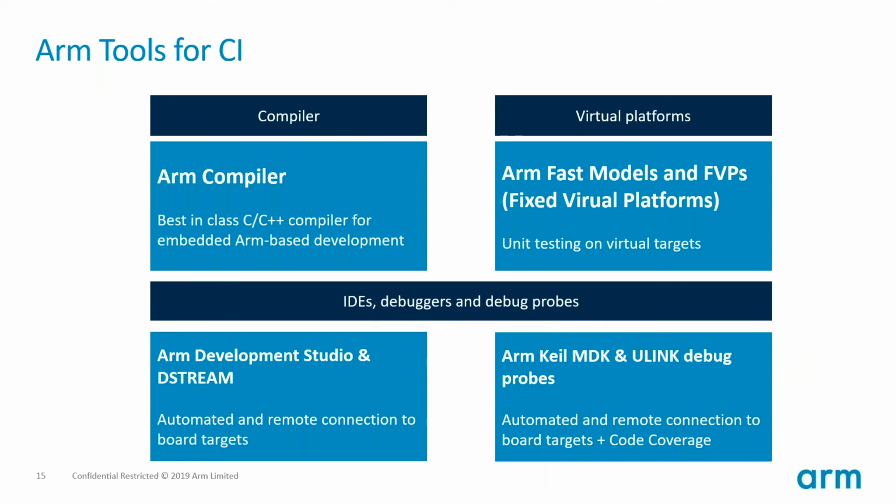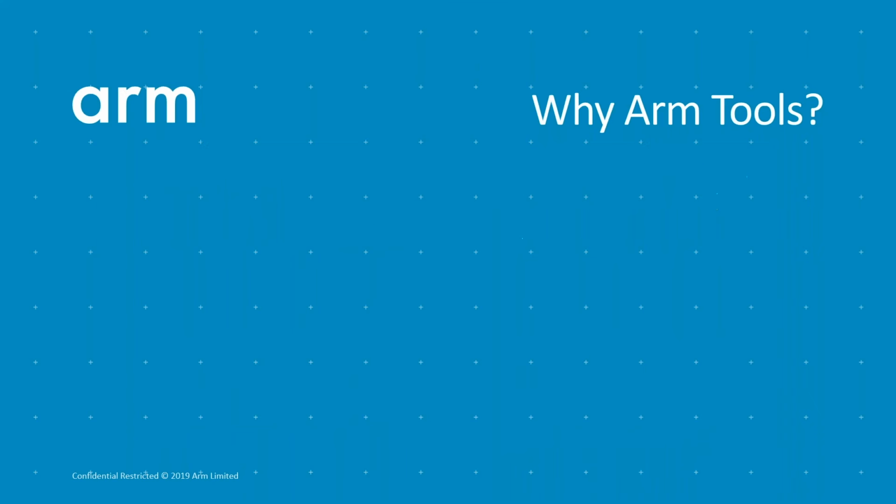So as a summary of specifically ARM tools that are available to help out with these continuous integration flows, you have the compiler, which is the best-in-class C and C++ compiler for ARM platforms. Our virtual platforms, which are ARM Fast Models and these Fixed Virtual Platforms. And then you have your IDEs, debuggers, and debug probes, including Development Studio, Keil MDK, and the various debug probes underneath them. So to talk about these in a bit more detail, I'll hand it back over to Bruno. Bruno?